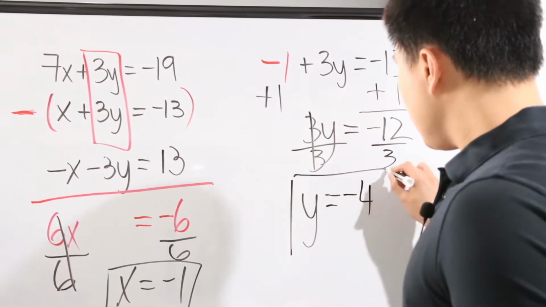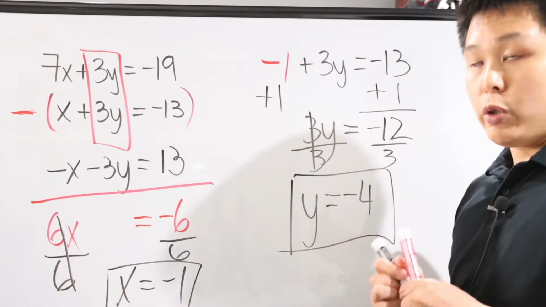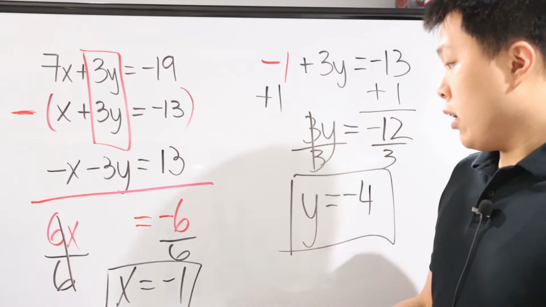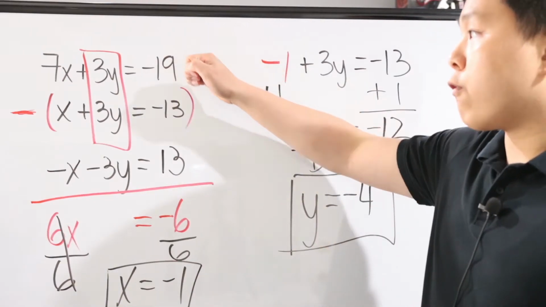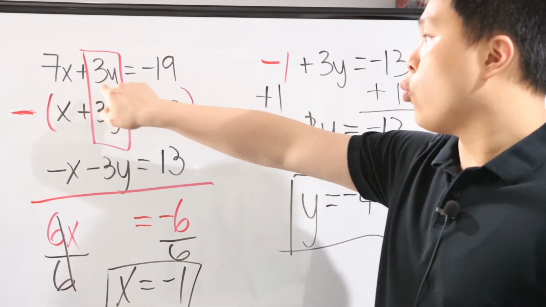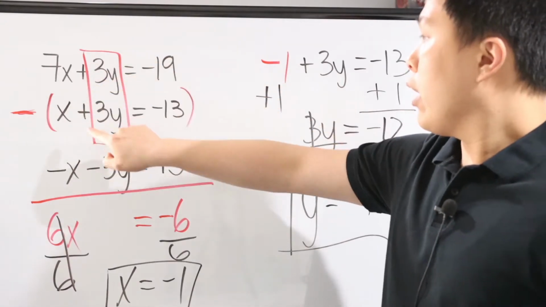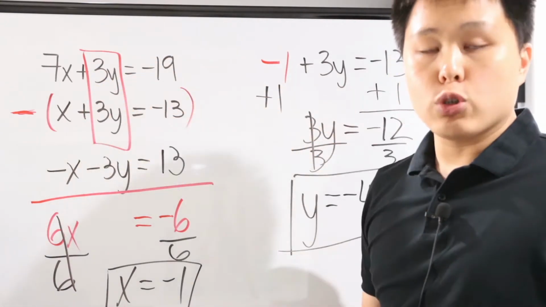So this is our final answer for this system of equations. What it means is that basically for x equals -1 and y equals -4, it will work for both of them. If you plug in x and y, this statement is true. If you plug in x and y, this statement is true as well.